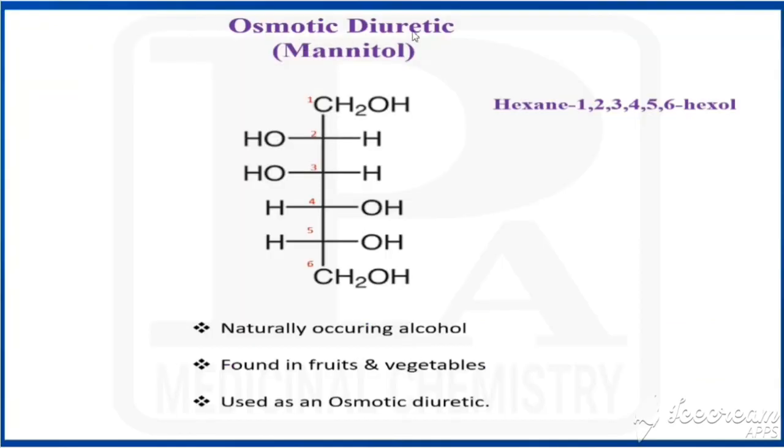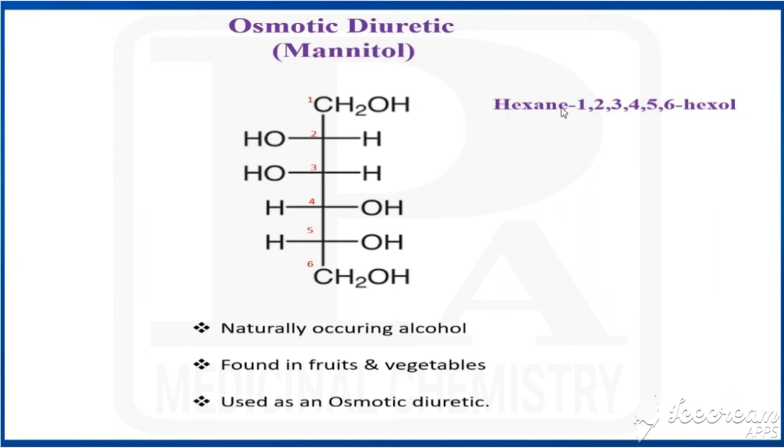Mannitol comes under osmotic diuretics. We will see the structure of mannitol. It has CH2OH, CHOH, CHOH, CHOH, CHOH, CH2OH. So that is the structure of mannitol. We will see the chemical name. It has 6 carbons, 1, 2, 3, 4, 5, 6. That's why it is called hexane. And the 6 carbons have OH groups. That's why hexane-1,2,3,4,5,6-hexol. So that is the chemical name for mannitol.